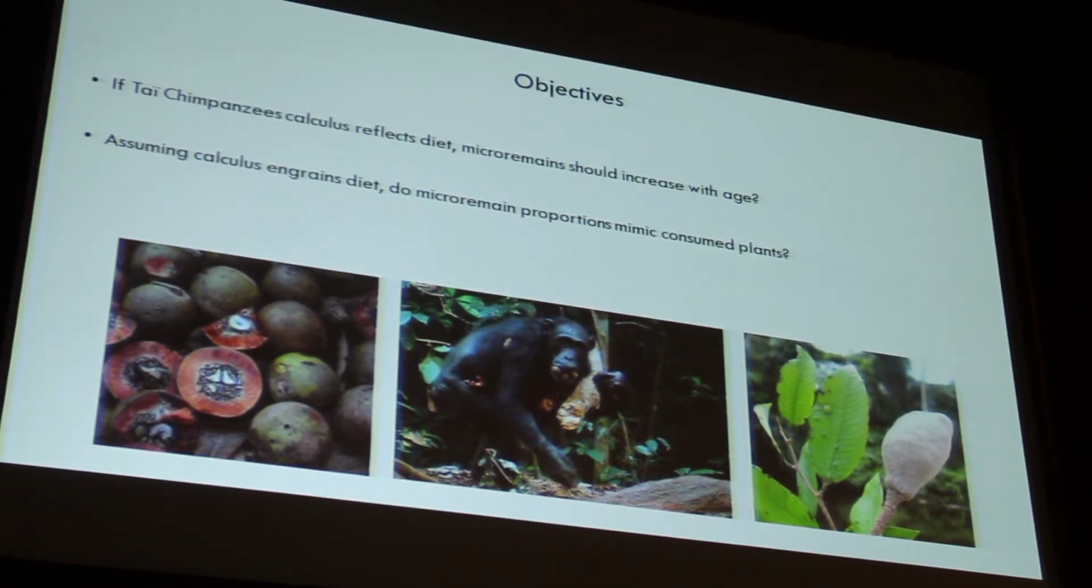And then once we had these counts ready, we could use reference plants to identify the microremains and to see if we can predict the types of plants they're eating, and are those predictions accurate.